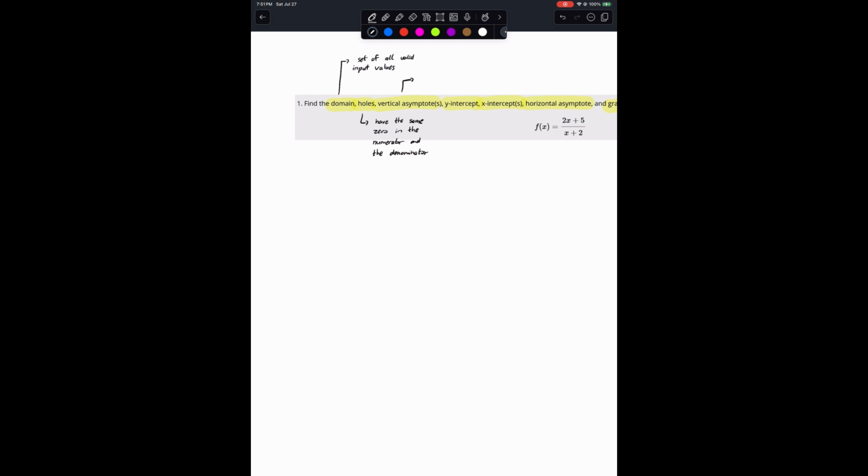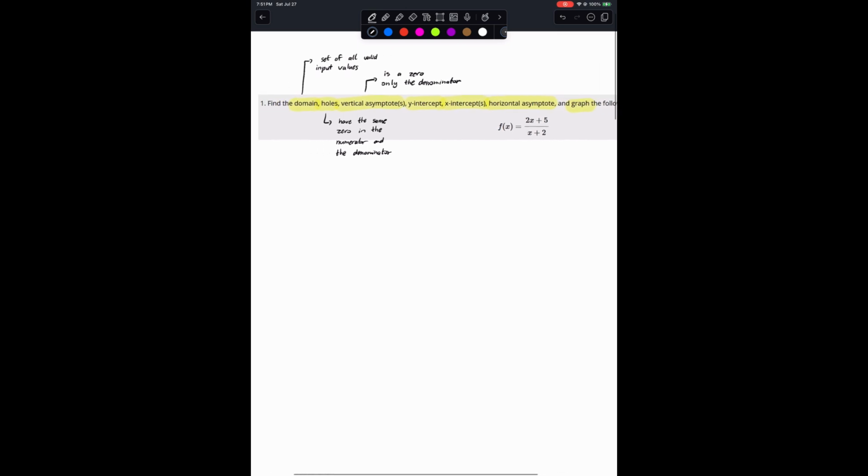Your vertical asymptote, this is where you get your zeros only in the denominator. And this is in any denominator. It doesn't need to be the main fraction, right? If it appears in the denominator, it's going to be a discontinuity. Your y-intercept is when x equals 0. Your x-intercepts are when y equals 0.